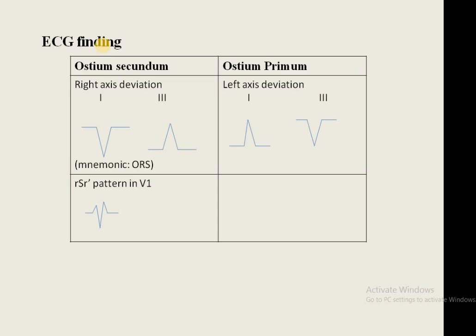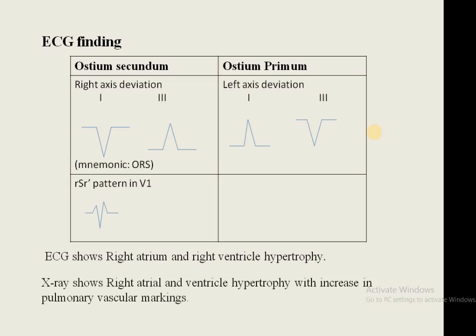And in ostium secundum we have the right bundle branch block pattern, that is the RSR' pattern. You just see here the R, S and R dash. This is the RSR' pattern we will be seeing in V1. ECG shows right atrial and right ventricular hypertrophy because of the left to right shunting, increase in the pressure and overloading of the right atrium and right ventricle, and that leads to the hypertrophy of the right atrium and right ventricle. I have discussed the right atrial ECG changes in my ECG lecture series. X-ray will show the right atrial and right ventricular hypertrophy, as well as the increased pulmonary vascular markings because of the pulmonary congestion, and echo is diagnostic of the ASD.